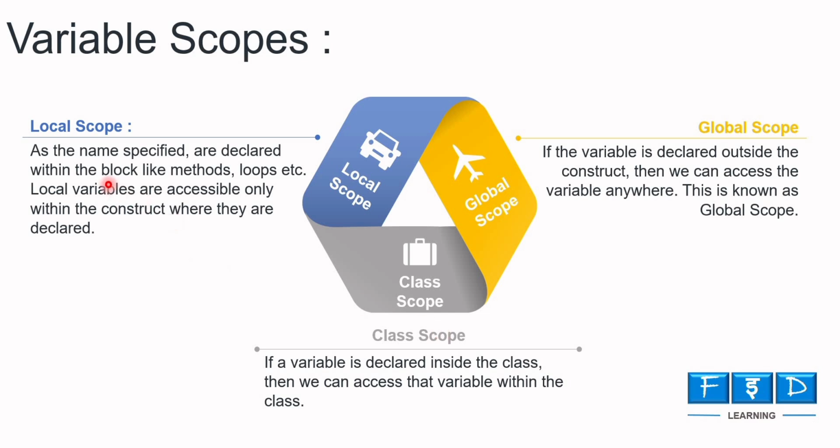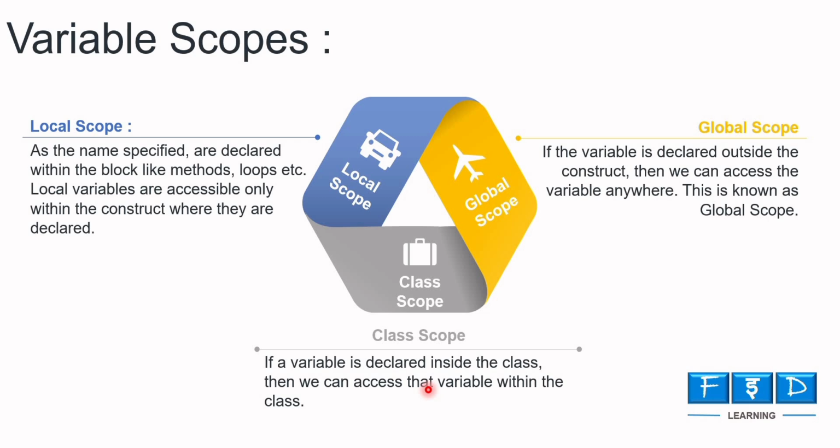So what is meant by local scope? As the name suggests, local variables are declared within a construct like methods, loops, etc. And local variables are accessible only within the construct where they are declared. Next is global scope. Global scope variables are declared outside the programming construct. These variables can be accessed from anywhere within your code. And last is class scope. If a variable is declared inside the class, then we can access that variable within the class only. So these are the definitions of local scope, global scope, and class scope.